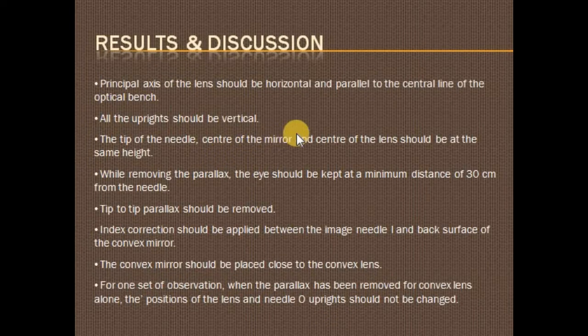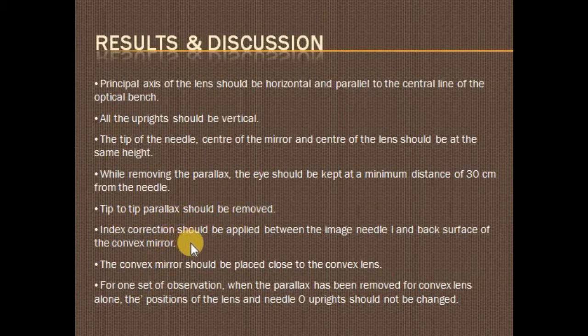So when you do the experiment, you should take some precautions. The principal axis of the lens should be horizontal and parallel to the central line of the optical bench. Then all the uprights should be vertical. The tip of the needle, center of the mirror, and the center of the lens should be at the same height, as we have discussed before. Then while removing the parallax, the eye should be kept at a minimum distance of 30 cm from the needle. Tip to tip parallax should be removed.